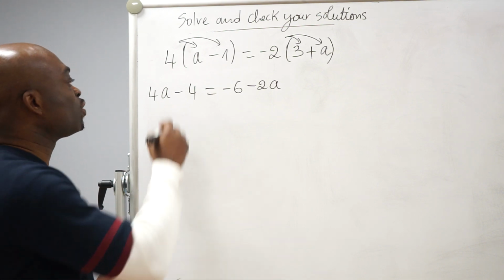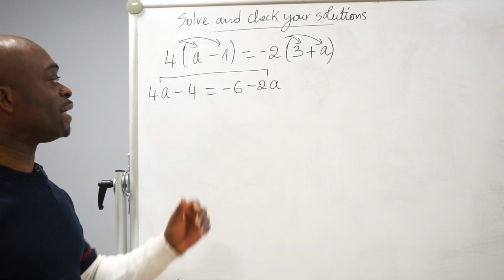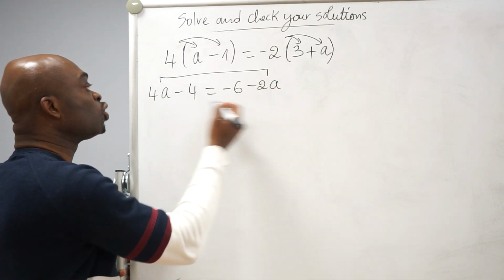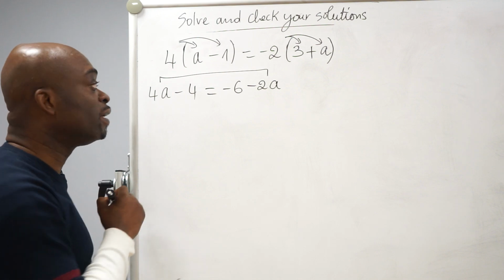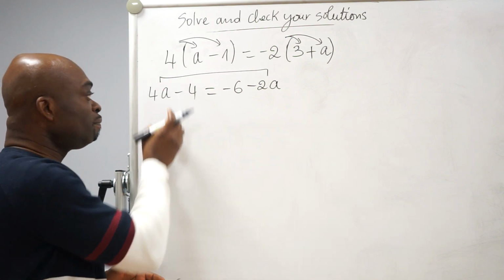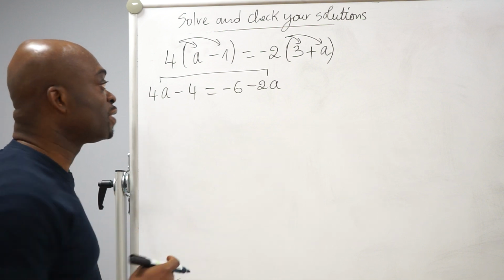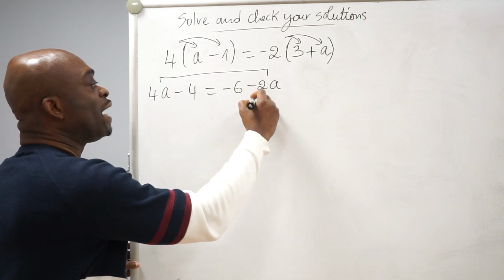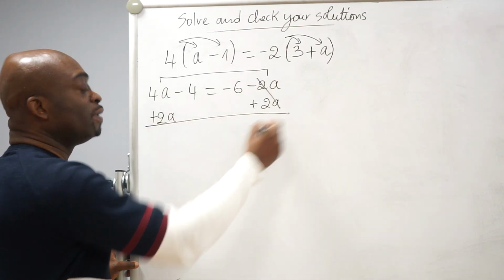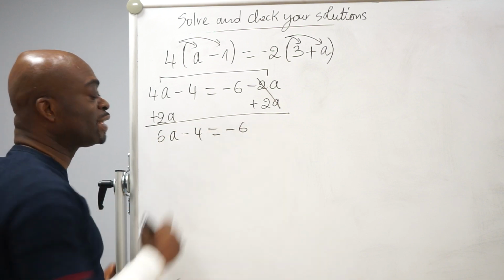So what's going to happen then? We're still combining like terms. Because we're still combining like terms, we're going to move the lowest variable to the largest variable. And I do that because I want to make sure to have a positive variable after I do the operation. So what's going to happen? We have positive 2a. This is out, so we end up with 6a minus 4 equals negative 6.